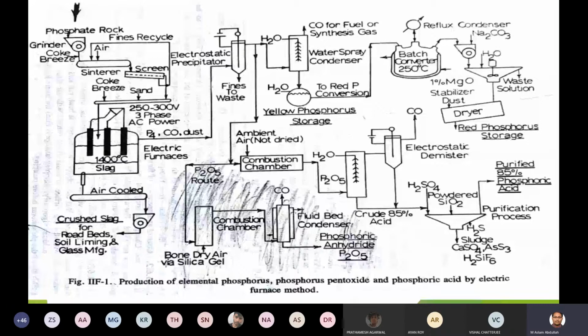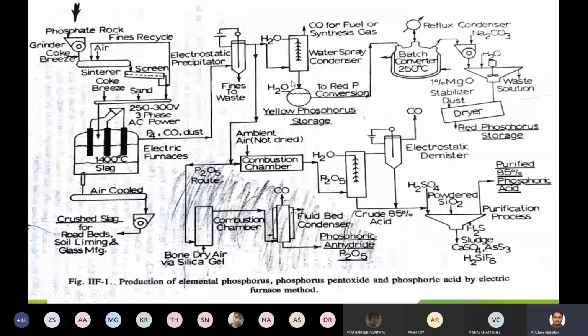What will happen to the carbon monoxide while you have added water? Whatever carbon monoxide is present along with the phosphorus vapor, once you start adding the water, the carbon monoxide will be collected at the top of the water spray condenser. You can see the arrow mark at the top of the condenser. Carbon monoxide is collected. Now the phosphorus is formed. This phosphorus is termed yellow phosphorus, because once you start adding the water, the phosphorus in the form of vapor will be converted to phosphorus in the form of a yellow color. So yellow phosphorus is formed here.